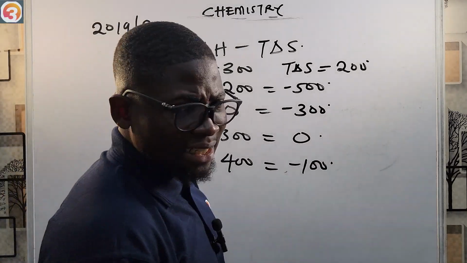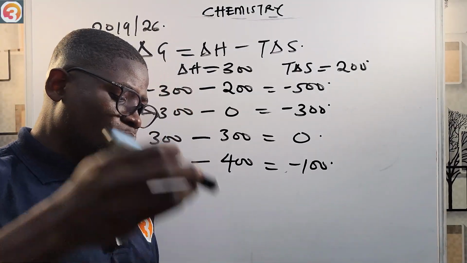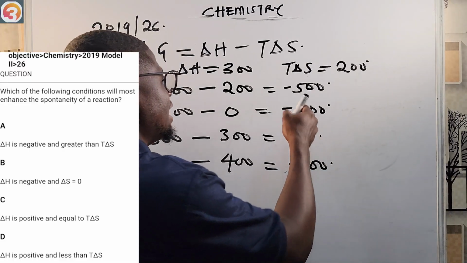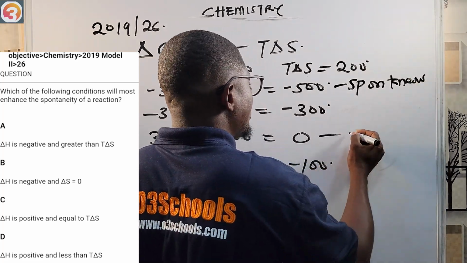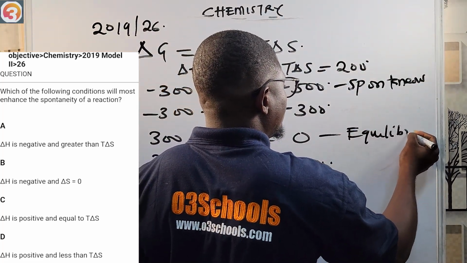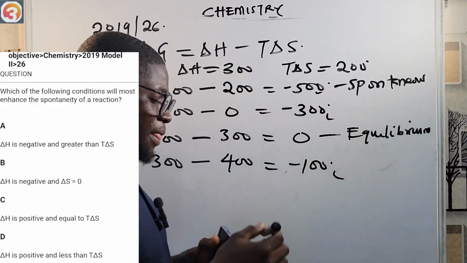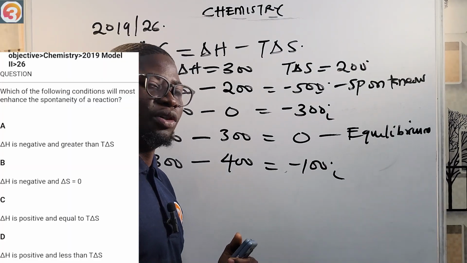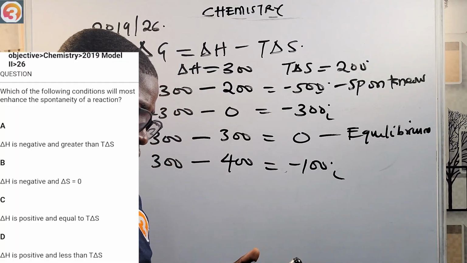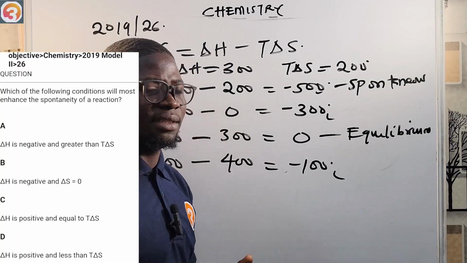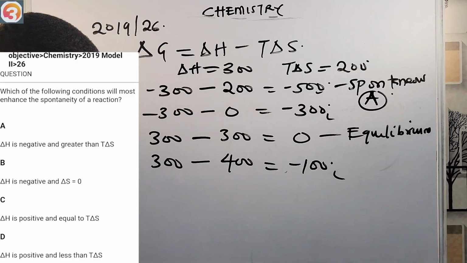So now let us see these conditions and see which one is the reaction most enhanced. Which of the following conditions will most enhance the spontaneity of reaction? If delta G is negative, it is spontaneous, right? And if it is 0, it is at equilibrium. So this is positive, this is negative, this is negative, this is also negative. Now, the more negative delta G is, the more spontaneous the reaction is. As you can see from the question, they say which one will most enhance the spontaneity. So, of course, option A will be our most correct answer for that question.